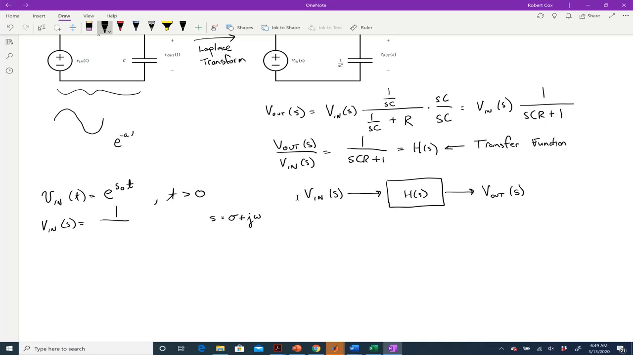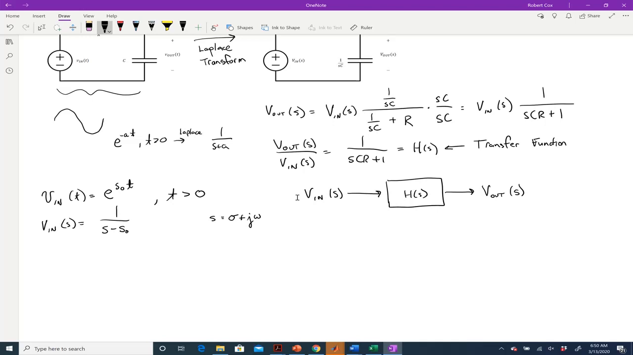If I have e to the negative at for t greater than 0, that Laplace transform is 1 over s plus a. So if I have e to the s naught t, that becomes 1 over s minus s naught. Okay? So we're going to use that analysis here with this RC circuit.